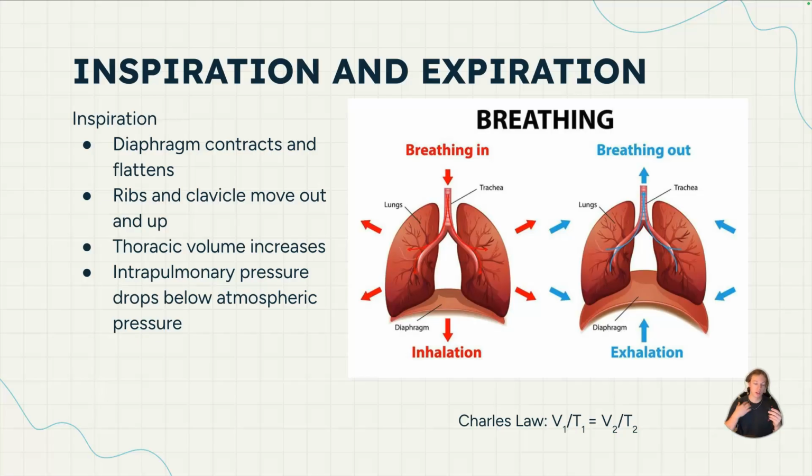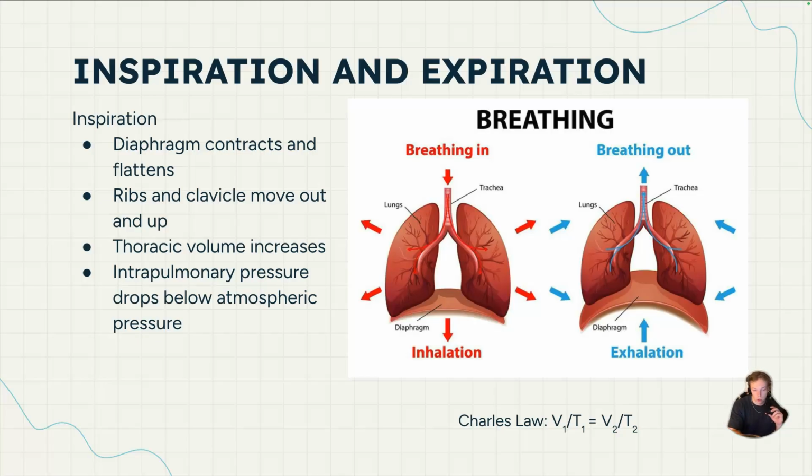The ribs and the clavicle, remember clavicle, our collarbone, and the ribs, they actually move out and up. So our clavicle actually raises. If you take a really deep breath, you can see it. My clavicle is raising up and my ribs are moving out. My rib cage is actually opening up and expanding just a tad in order for me to expand my lungs and increase my lung capacity so I can breathe.